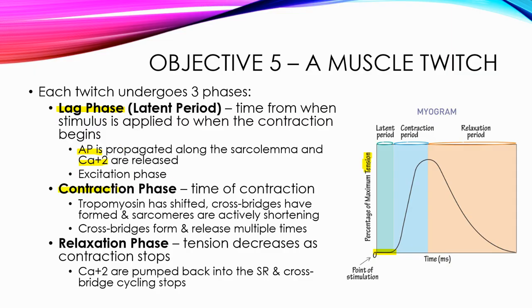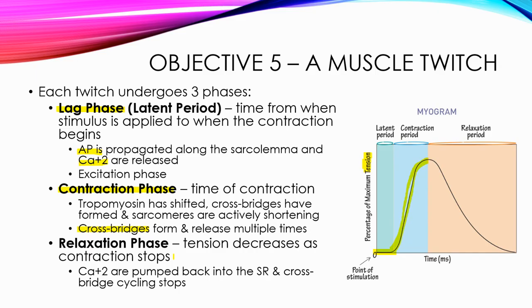Now the actual contraction phase is going to begin once the tropomyosin is shifted and those myosin heads attach, and we have the formation of those cross bridges. We have that power stroke going on. And so in this contraction phase, we have that cross bridge cycle where those myosin heads are attaching and pulling, detaching, recocking, attaching and pulling, and so forth. So you can actually have those cross bridge cycles happening many times. And as you can see, the tension in that muscle is increasing.